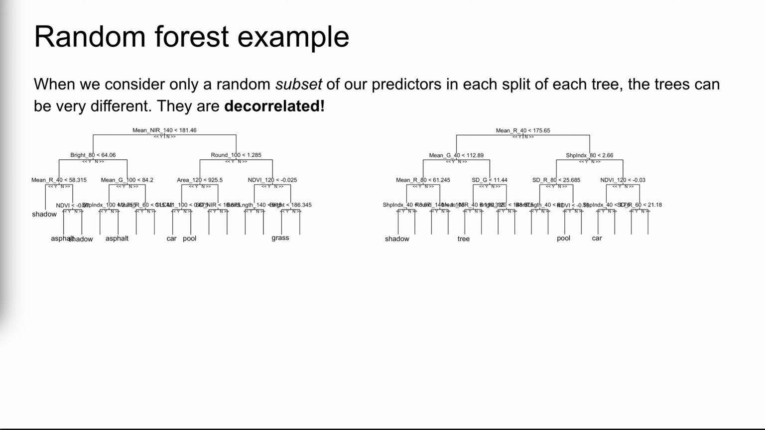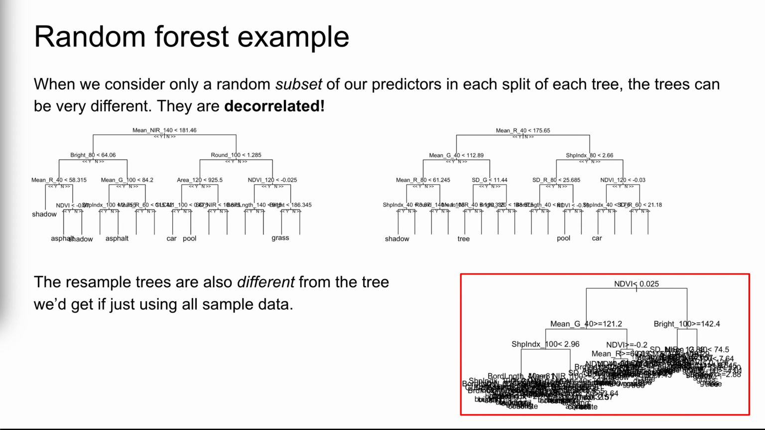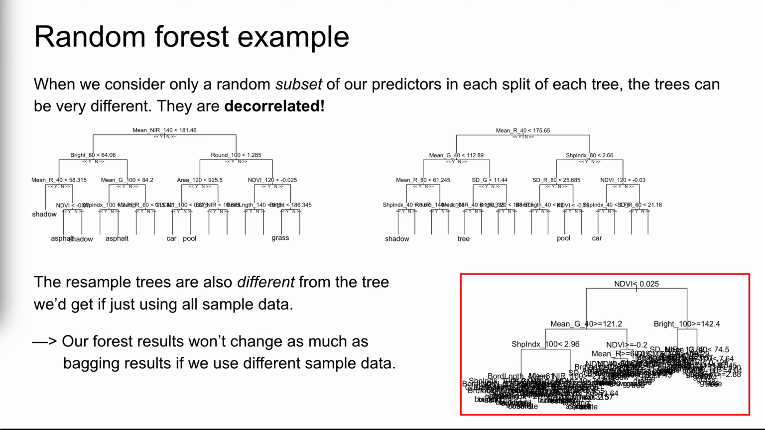What's more than the resample trees being different from each other, they're different from the tree that we'd get if just using all sample data, shown here in the red box. That is, they're less directly dependent upon the sample data that we happened to start with. As such, our forest results won't change as much as the bagging results if we happen to switch up our sample data. That is, forests are less variable, hence more stable, than bagging and trees.